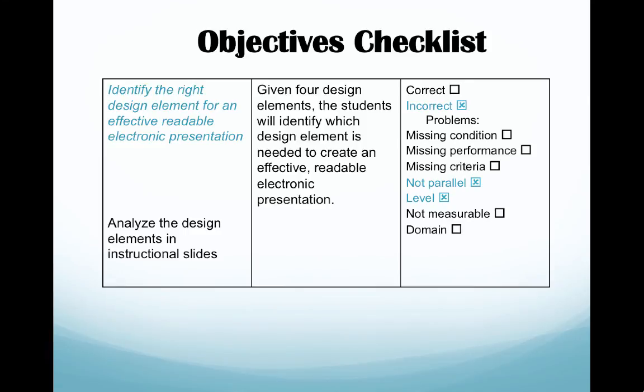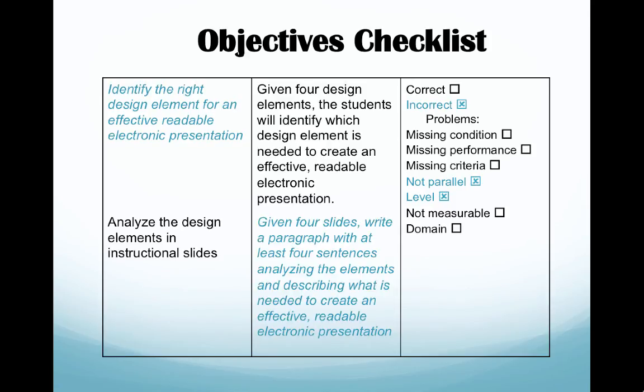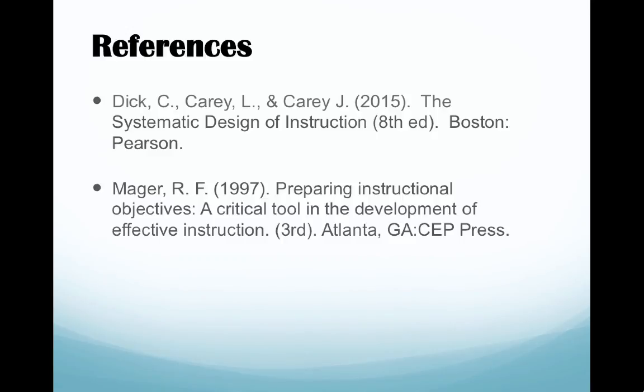So if we were to rewrite the subskill, we might write identify the right design element for an effective readable electronic presentation, and then it would now be parallel. However, if we were trying to write an objective for the terminal objective, this would be better. Given 4 slides, write a paragraph with at least 4 sentences analyzing the elements and describing what is needed to create an effective readable electronic presentation. Much better. That's the end of this presentation.